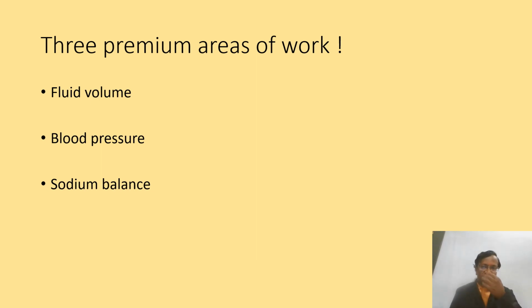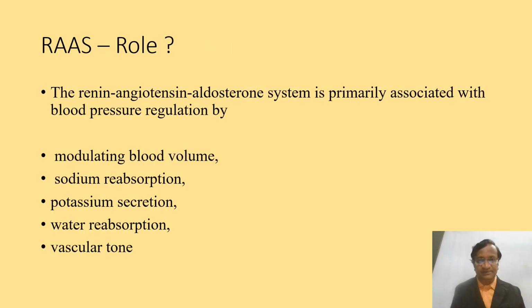So today's topic is about the renin angiotensin aldosterone system, and do we have anything in anesthesia? What are the three premium areas of work in which the RAS, renin angiotensin aldosterone system, works? One is about fluid volume, the second is about blood pressure, and the third is about sodium balance. The sodium balance is intricately associated also with potassium balance. So fluid volume, blood pressure, sodium volume, and also some potassium balance. These are the three premium areas of RAS.